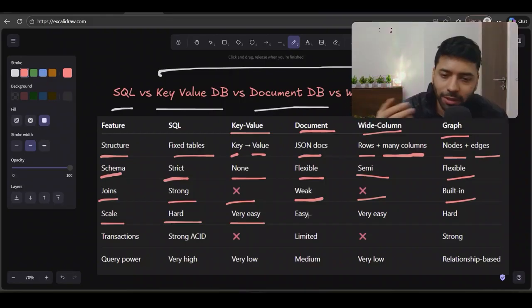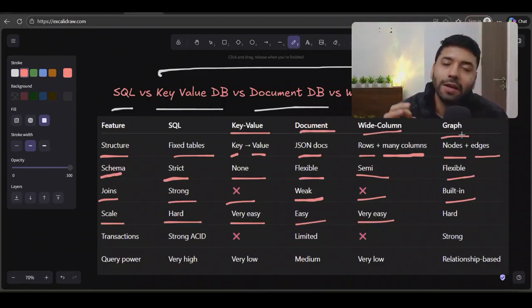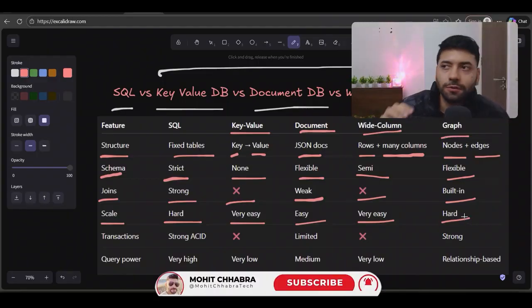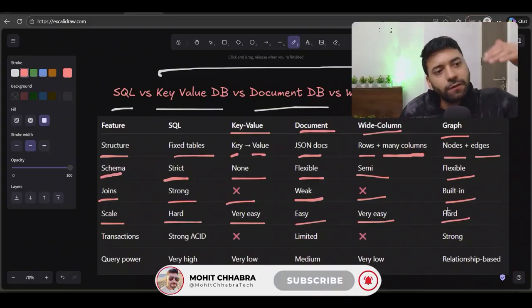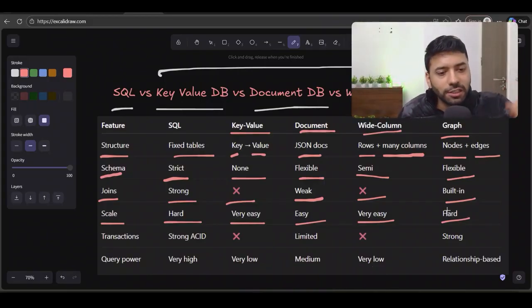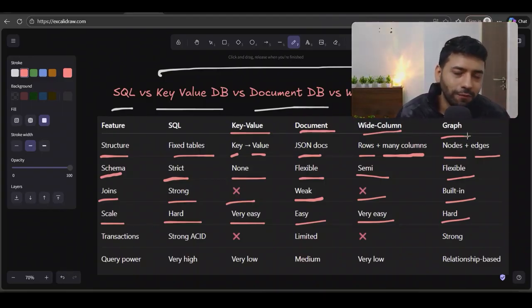Talking about document database, again, it's easy. In wide column, it's very easy. Just an exceptional case, graph database, it is hard to have the horizontal scaling, because if you have different partitions, it has to check the relations. If it is in the different partitions, it will become difficult. So the horizontal scaling is a bit difficult when we talk about the graph database as well.